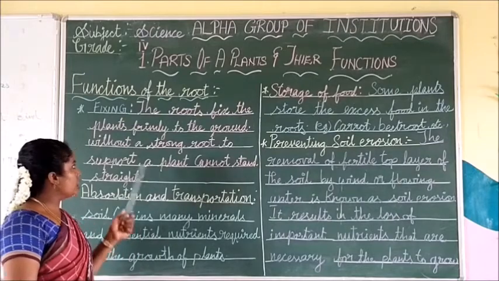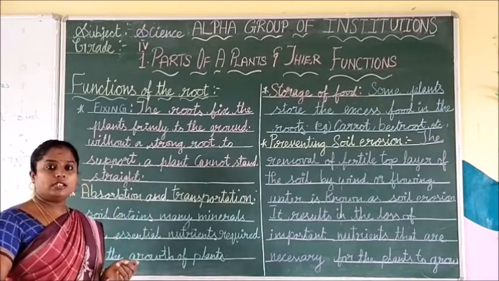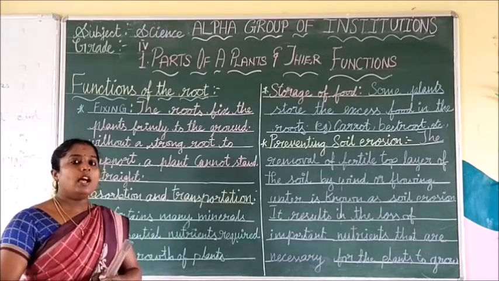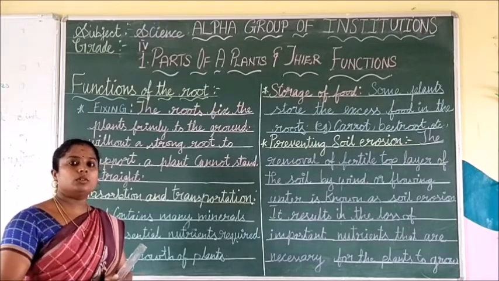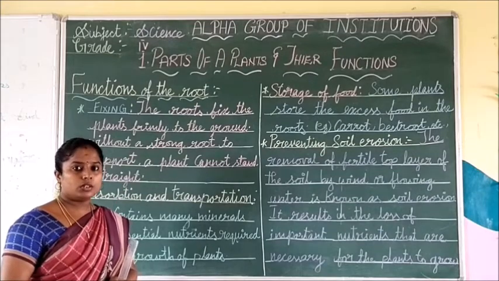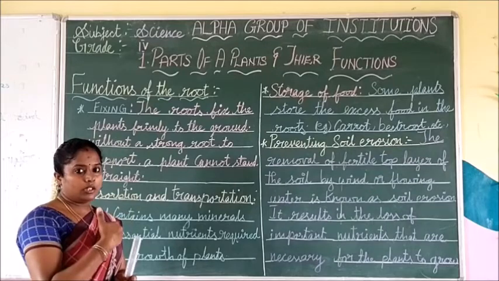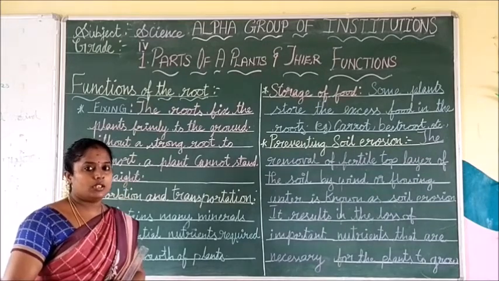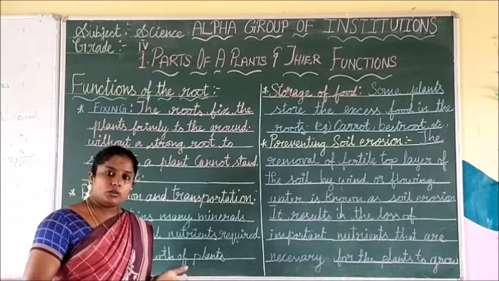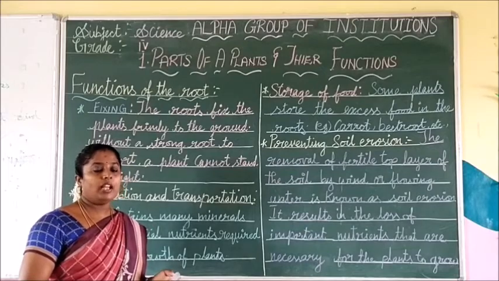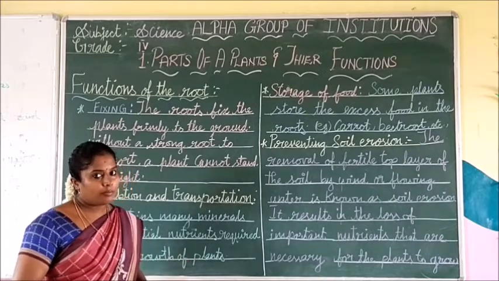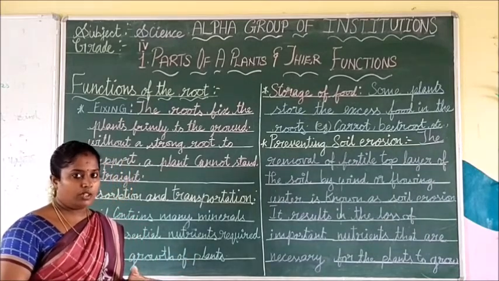Next, we are going to see the functions of roots. So far, we started with the parts of plants. The parts of the plant are divided into two parts: below the ground is the root system, and above the ground is the shoot system. Now we are seeing the root system. The root system is divided into two types, the taproot system and the fibrous root system. We have discussed both and seen the difference between them.